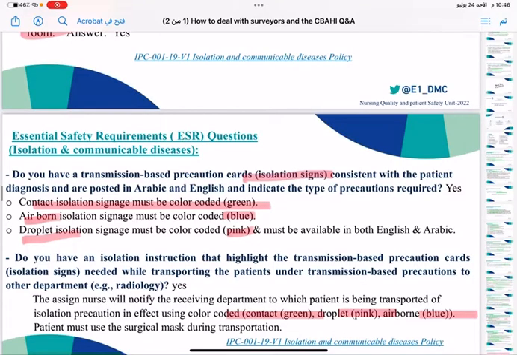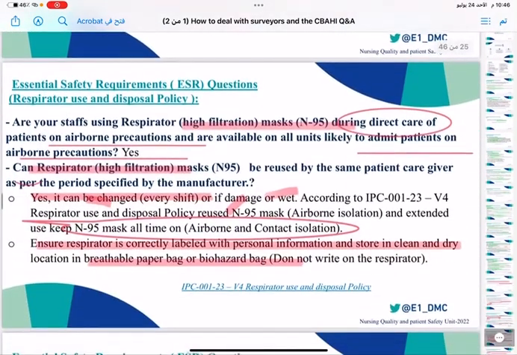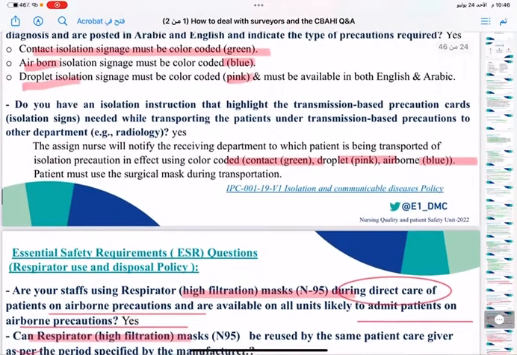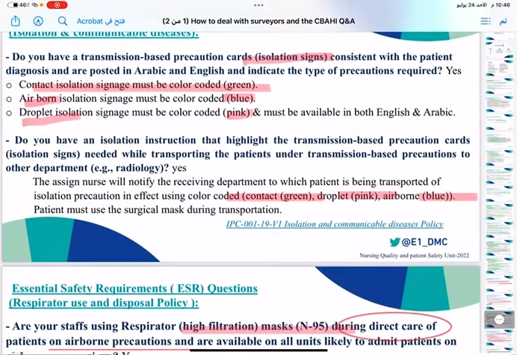But for the COVID patient, we may now use both types, meaning contact with airborne or contact with droplet. So it is a mixed color, green with blue or green with pink, tagged on the patient's door. Droplet precautions are dealt with using a surgical mask, including for COVID patients. Airborne precautions require the N95.